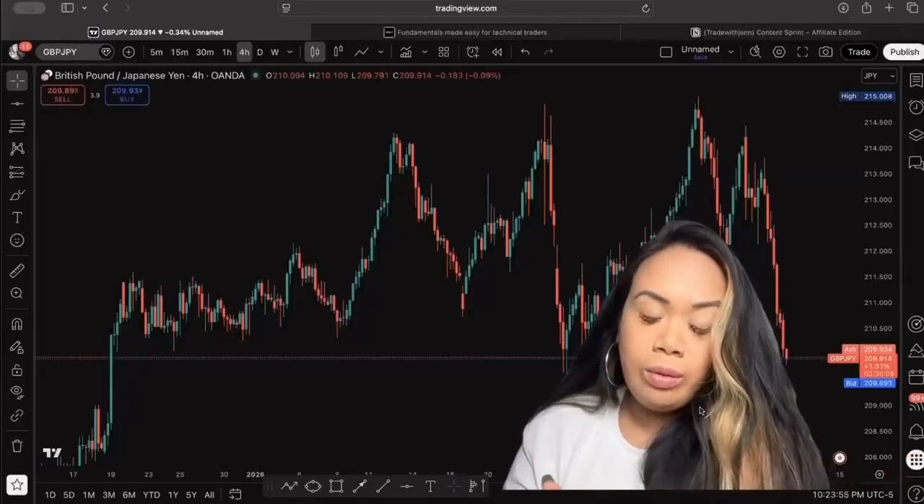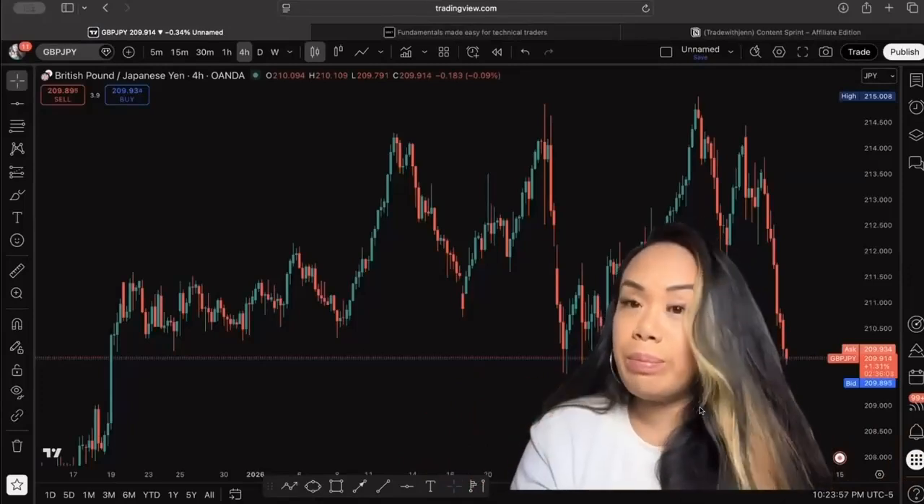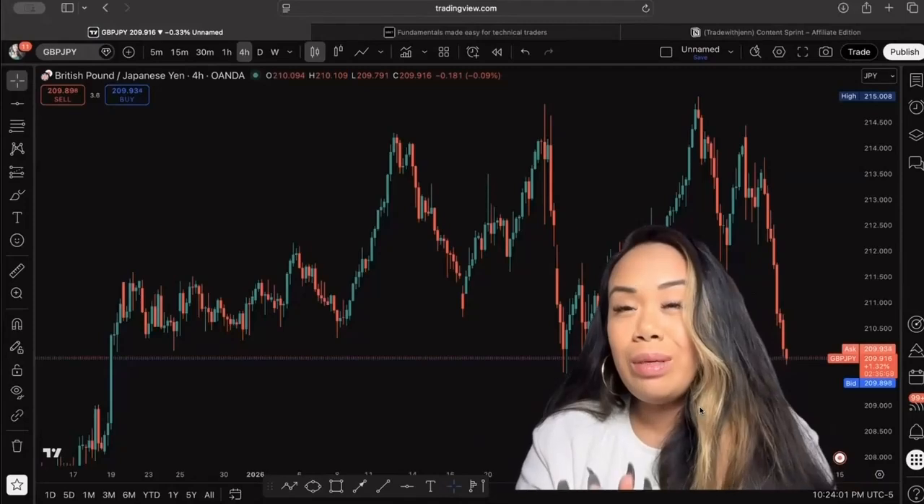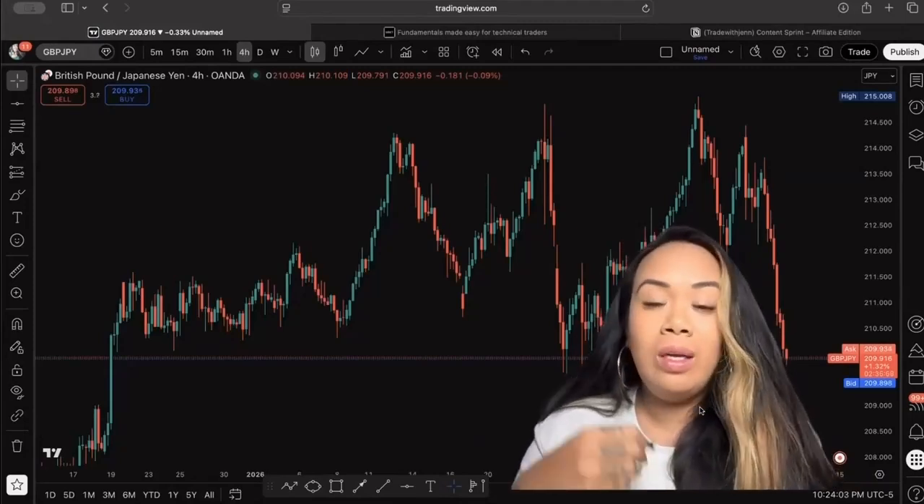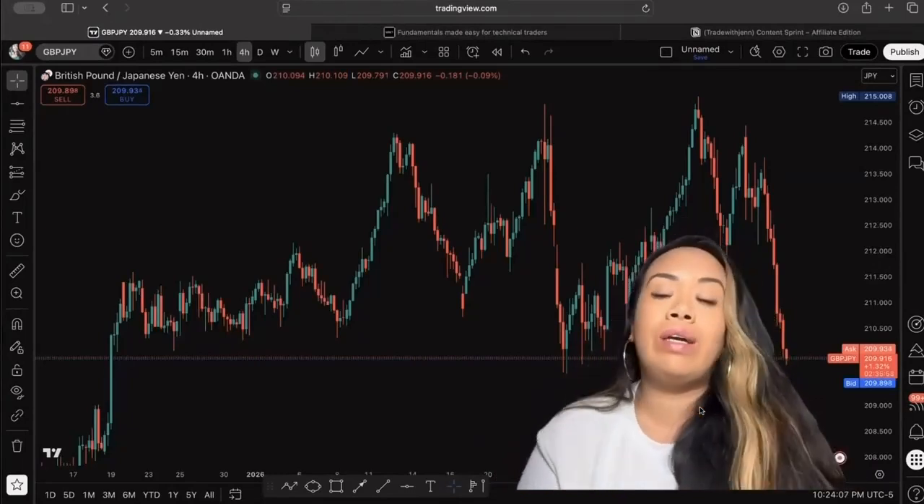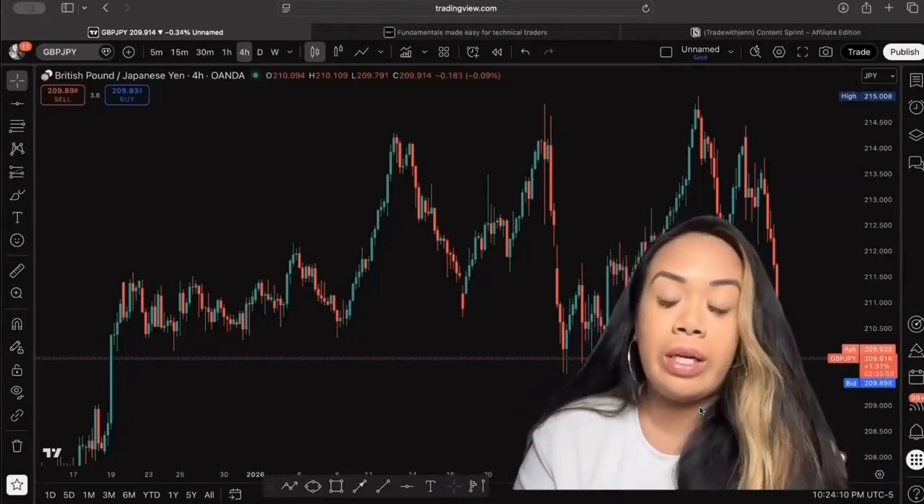All right, guys. So I promised you a better breakdown of what market structure is. Now, market structure is actually really simple. Like I said in my last video, market structure is exactly what it sounds like. It is the structure of the market.